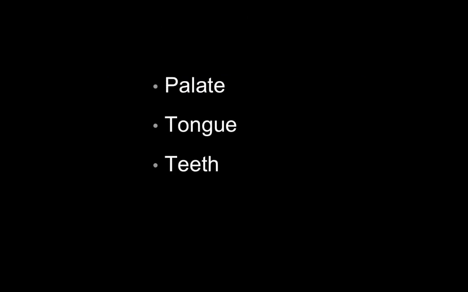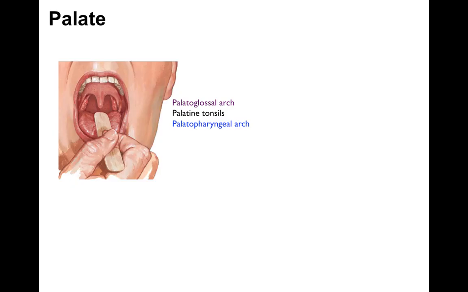Oral cavity. All right, so the oral cavity, three things we're going to talk about: palate, tongue, then teeth. Let's start with palate. So there we've got this patient, open mouth, and we're going to talk about the palatoglossal arch, the palatopharyngeal arch, and where those palatine tonsils are.